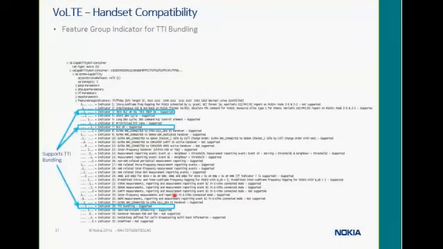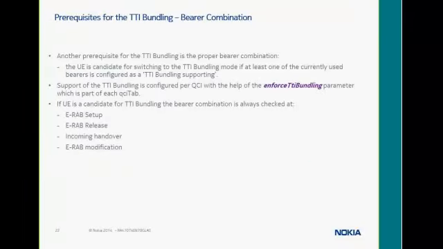Now, here's the feature group indicator. I talked about it earlier, but this is in the actual message that I was showing, the UE capability container. It shows the feature group indicators, bits 3, 7, and 28 are set to 1, which allows the subscriber to perform the TTI bundling. That's what the subscriber has to do to perform the feature. The rest of it is actually dealing with the radio conditions.